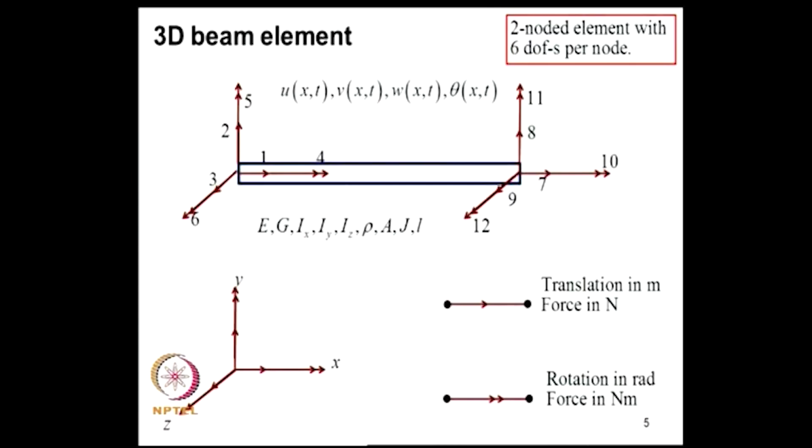In a 3D element there will be axial deformation, that is 1 and 7, twisting, that is 4 and 10, and in plane bending and out of plane bending. So, therefore, at every node there will be 6 degrees of freedom. So, a typical 2 noded beam element here will have 12 degrees of freedom.